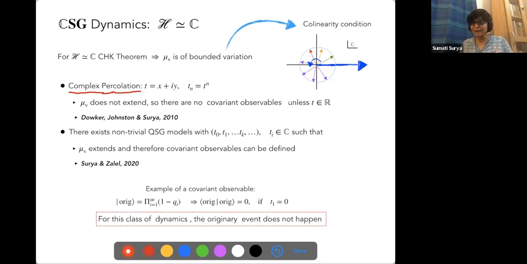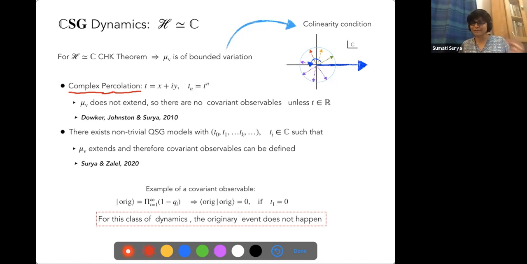One example of a covariant observable that you can construct is that of originary growth. What's the probability? What's the measure for originary growth? Even though we don't have a full interpretation of what a quantum measure is, you can definitely state the following: if the measure is 0, then that thing does not happen.